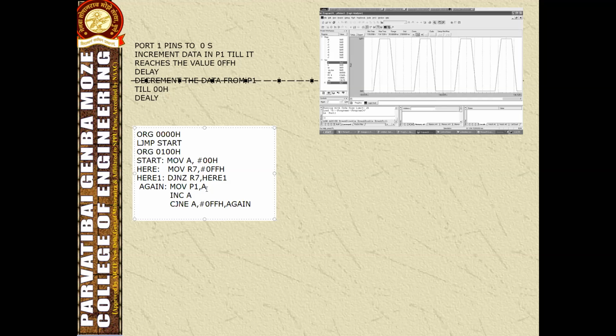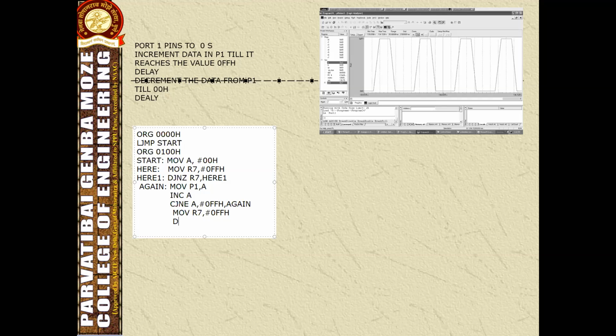It will increment and load the value into port 1 and then check again. If they are not equal, it will go to AGAIN. The same procedure will continue. Then after that, if both are equal, the value in the accumulator is equal to 0FFH, then it will execute the next instruction. What is that? It is MOV R7, #0FFH. We should call the delay.